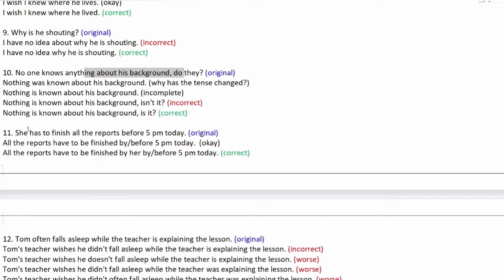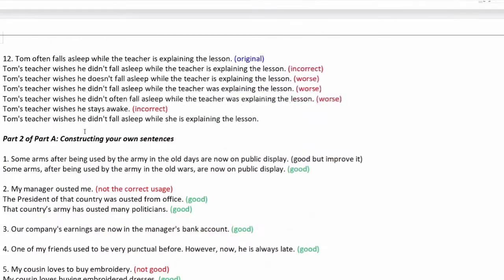Right. 11. She has to finish all the reports before 5 p.m. today. All the reports have to be finished by 5 p.m. today. Okay, by or before. All right. All the reports have to be finished by her. She has to finish. Right. So all the reports have to be finished by her by 5 or before 5 p.m. today. Now this is complete. This is good, but it's not complete because we are missing out certain information. She. Right.